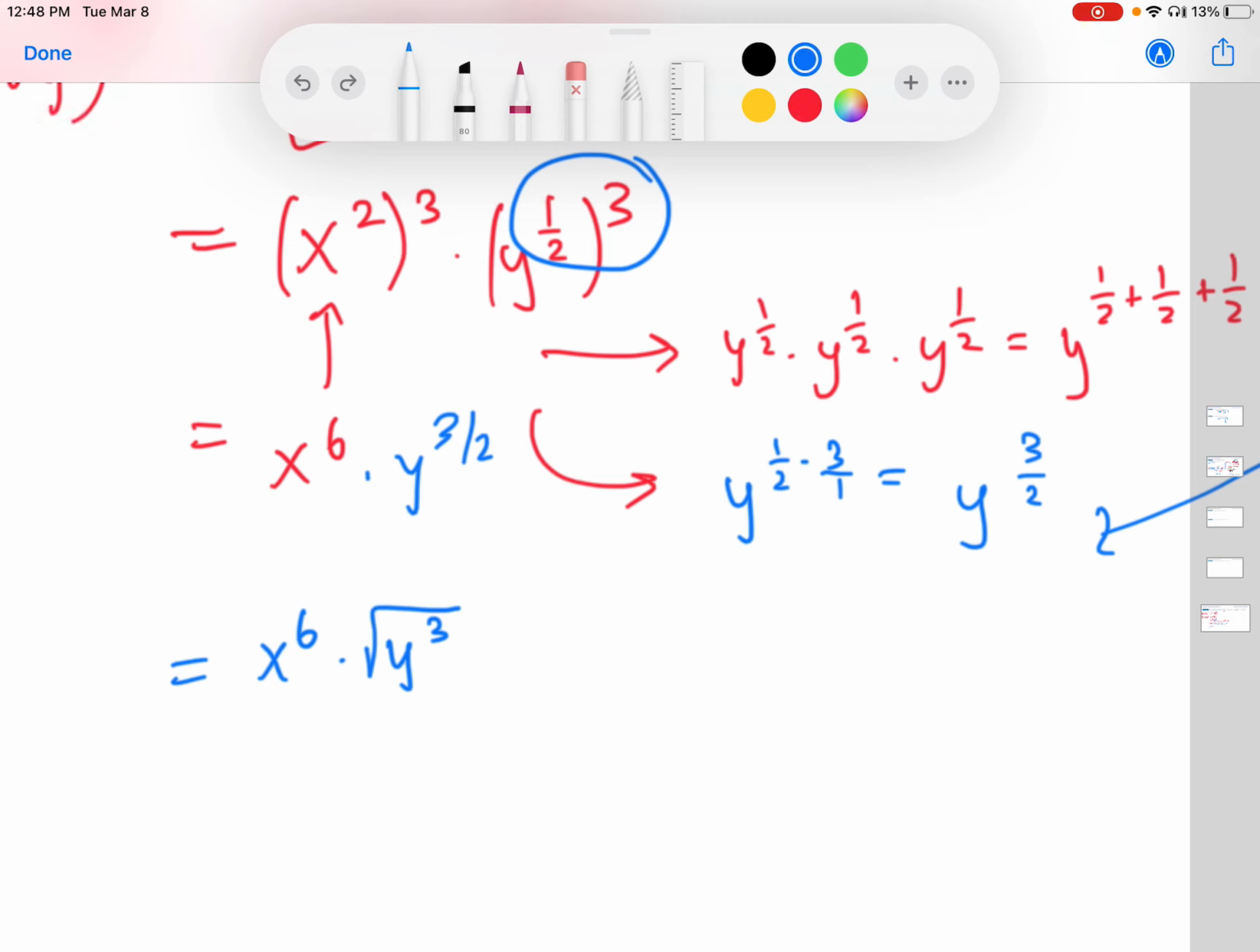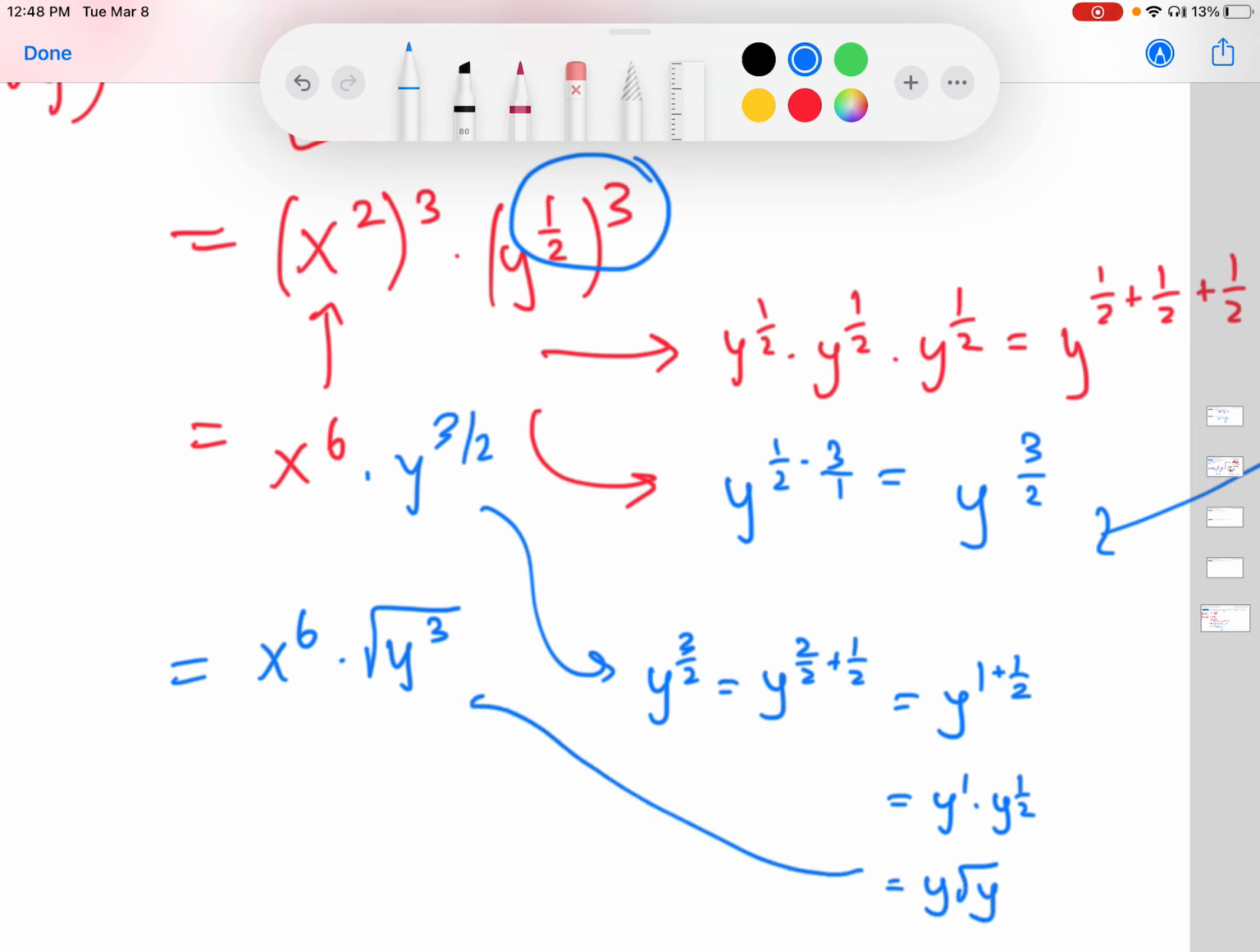We could also write it another way. We could recognize that y to the 3/2 is y to the 2 over 2 plus 1 over 2. In other words, y to the 1 plus 1/2, which is y to the first times y to the 1/2. So this is y square root of y. Okay, so that is also something we could have recognized from here and said, oh, this is square root of y squared times y. And square root of y squared, if we're not given information about domain or we're not thinking that far in terms of functions, square root of y squared is just y, and then we would have a square root of y left over. So same ending point again.